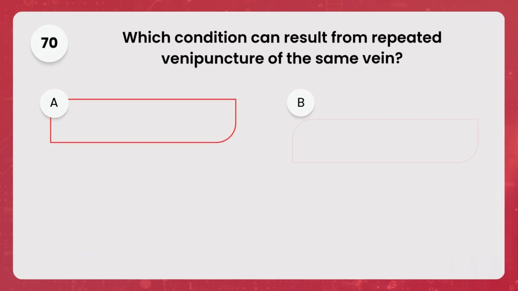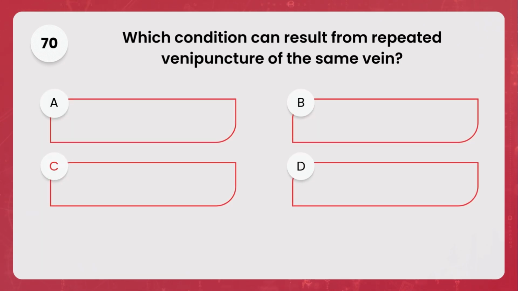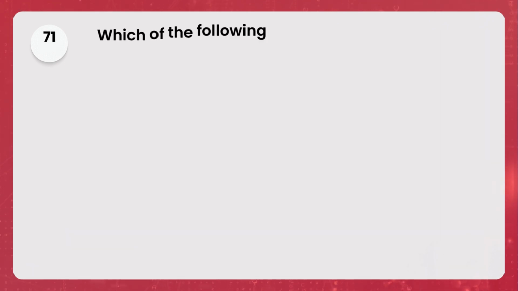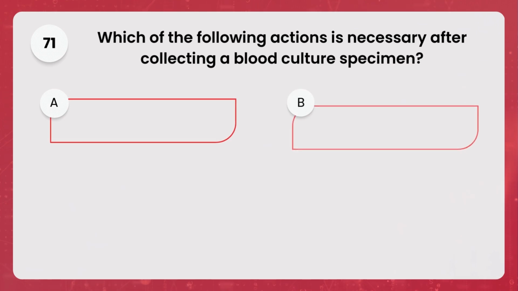Number 70. Which condition can result from repeated venipuncture of the same vein? A. Sclerosed veins. B. Hematoma. C. Phlebitis. D. Thrombosis. The answer is A. Sclerosed veins.